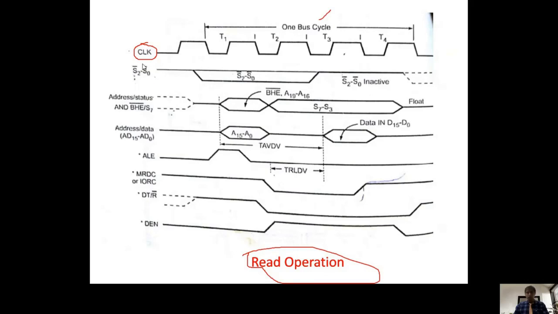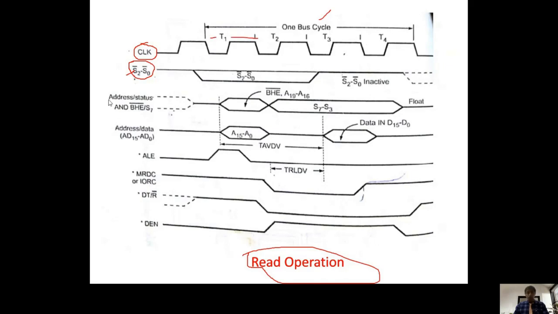The status lines are required depending on the problem, for example where we need to activate status lines S0 bar to S2 bar. But this is optional, not essential; depending on the problem we can analyze it, but it's not important. The clock is essential. T1 is the first part of the machine cycle, and T2 to T4 are the remaining parts of the machine cycle.